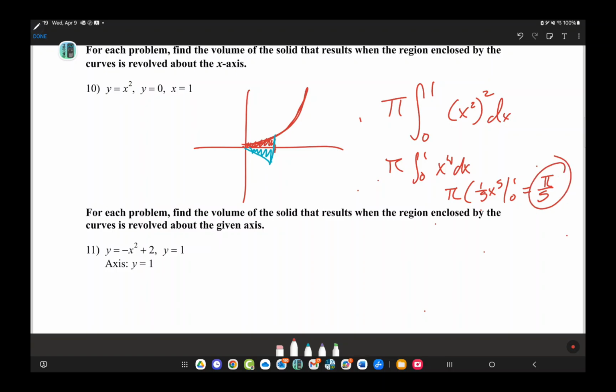Now you want to write the decimal, 0.628, if you want the decimal one. I don't care which one you do.